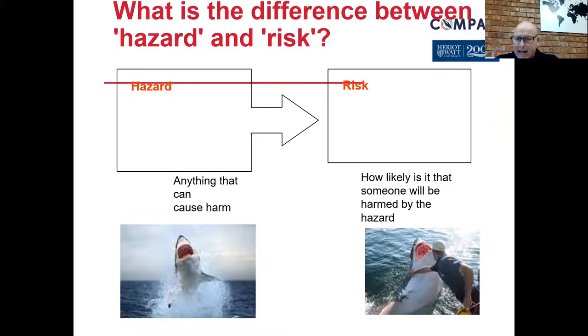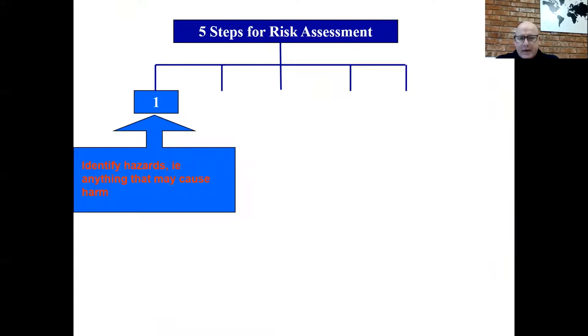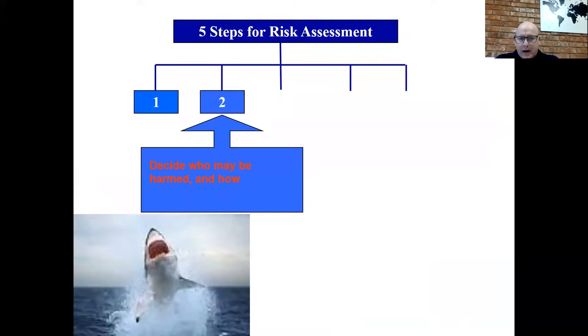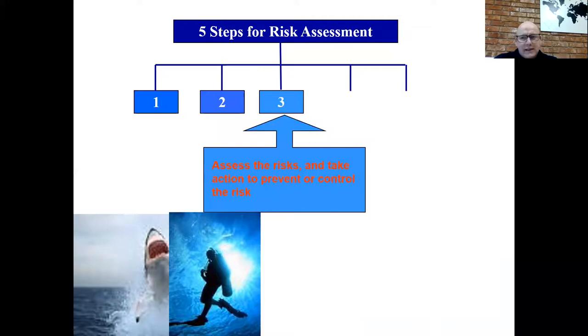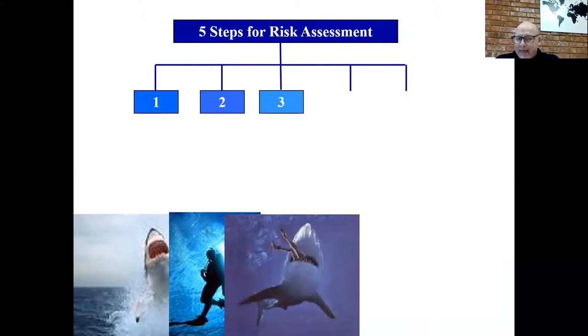So if I do the five steps, identify the hazard, first of all, anything that may cause harm, the shark. Secondly, who can be harmed? I'm going to say the fisherman or the diver. Thirdly, assess the risk. And this is the biggest part of any risk assessment. What have we done so far? What more do we need to do? Where are we up to? Have we effectively controlled it? So we're trying to prevent that from happening, somebody being eaten by a shark.